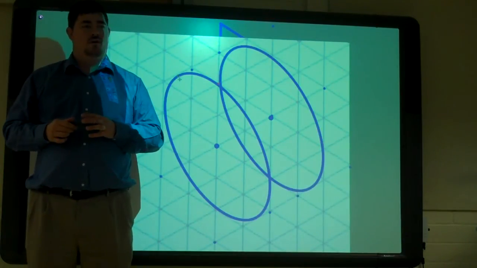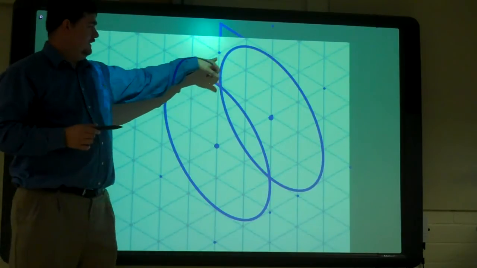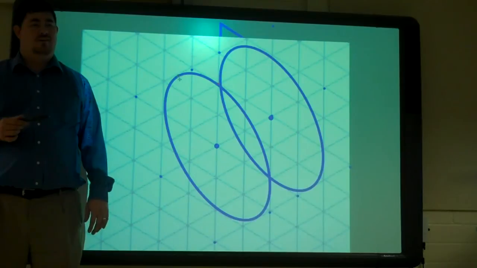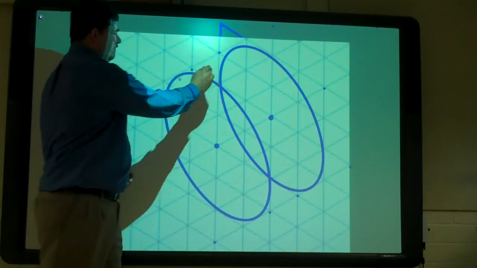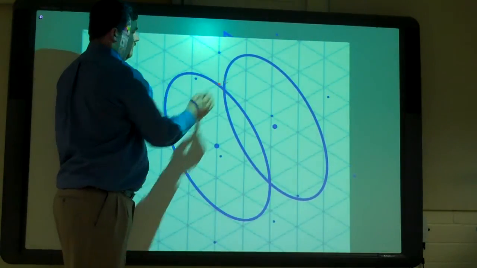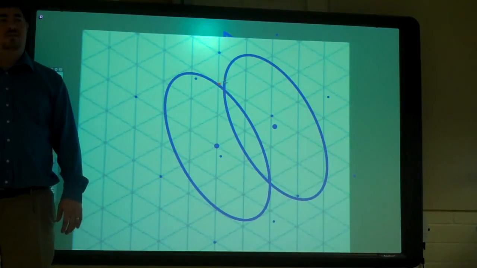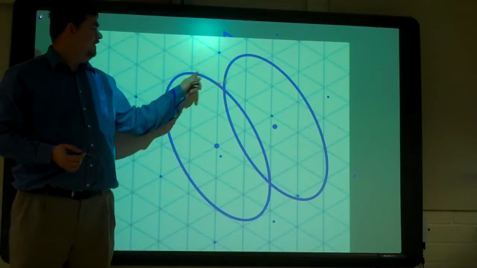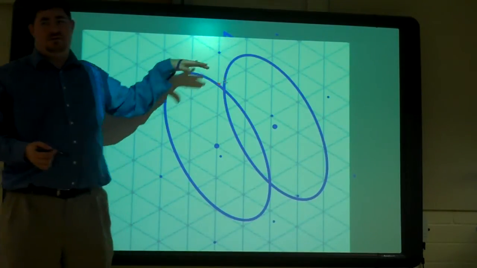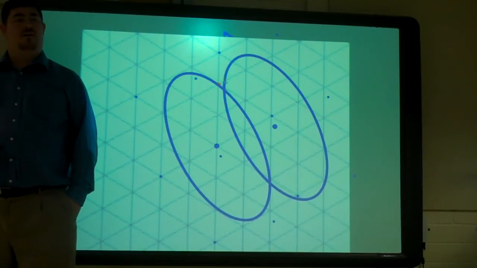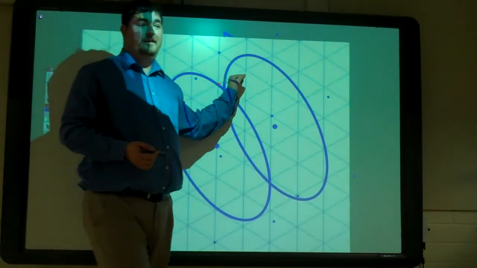Questions? What happens if you do it and this line is not at 30 degrees? What happens if it's like that? What would you know if you put your 30-degree line down and it wasn't even close? You're wrong. It means that you did something wrong before. Yep. It means you need to go back and fix what you did.